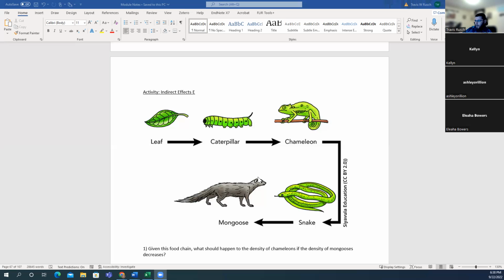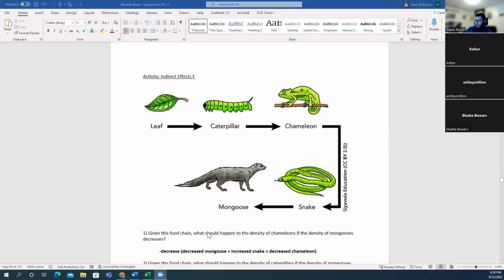So we know we have the mongoose and the chameleon. So you could start with the mongoose, right? So we're saying the mongoose population decreases. It's a predator to the snake. So the snake receives release from that predation pressure. So then the snake is able to increase its population. And if the snake's population increases, it's going to have an increased predation pressure on the chameleon, and the chameleon will decrease. It'll eat more chameleons. So that's the indirect effect that the mongoose would have on the chameleon, right? So it would be a decrease.